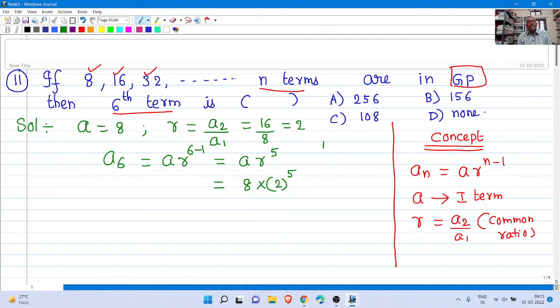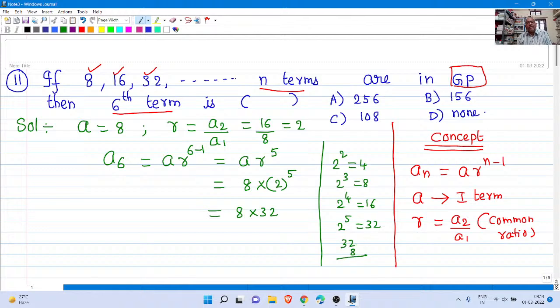So my dear students, remember 2 square is 4, 2 cube is 8, powers of 2. 2 power 4 is 16, 2 power 5 is 16 into 2 is 32. Am I correct now? So now we can write 8 multiplied by 32. If 32 multiplied with 8, what do you get now? 8 twos are 16, 8 threes are 24, 24 plus 1 is 25. 256 is our answer. So that means A is the right option.